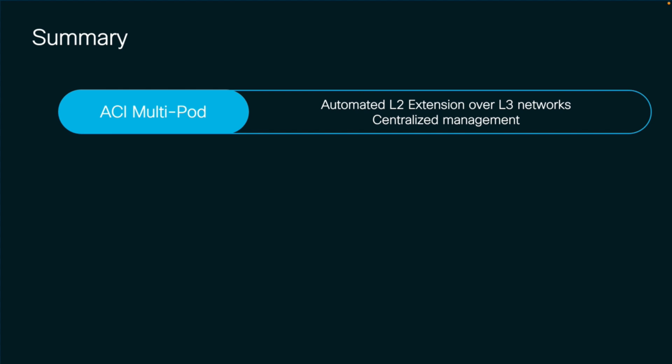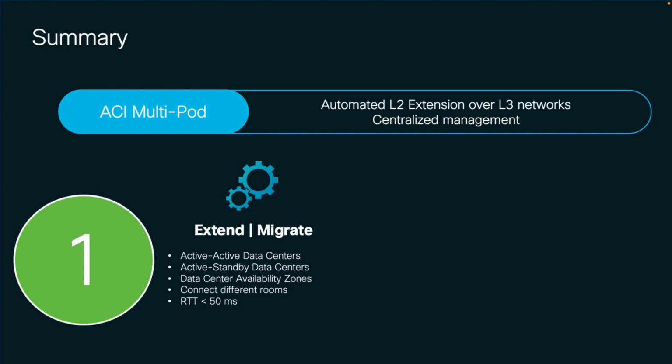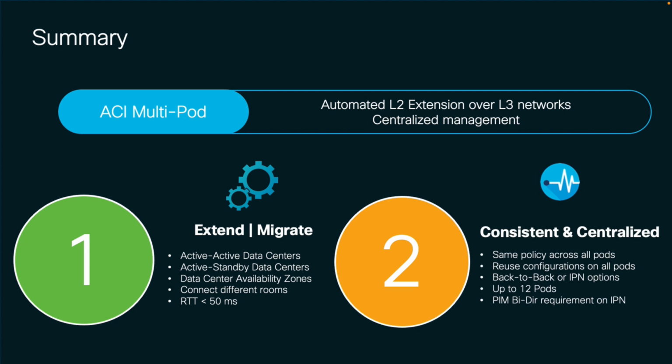As a summary, Multipod can be useful when you need to extend layer 2 across multiple locations or rooms for data center migrations and active-active data centers plus many others. Whether you choose to connect two pods back-to-back or have multiple pods connected through an IPN, make sure you check that your multipod environment meets the round-trip time and multicast requirements, and this should be quite straightforward.